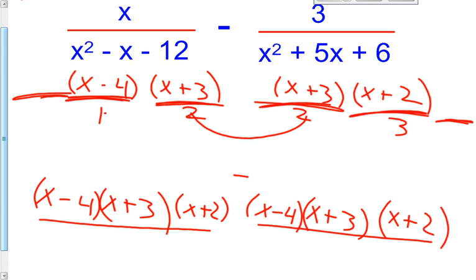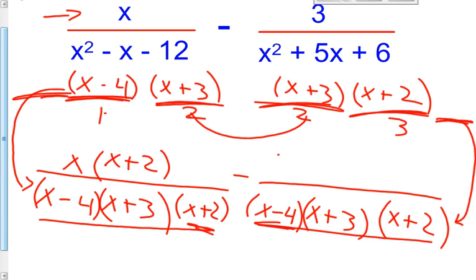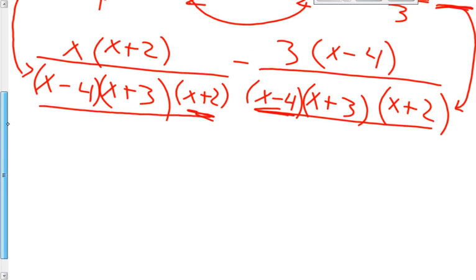So what did you have to multiply this by to get to here? The factor it didn't have was this x plus 2 factor. So you have to multiply this one by x plus 2. It's going to be x times the quantity, x plus 2. What did you have to multiply this denominator by to get down to here? Well, the one it didn't have was the x minus 4 term. So you have to multiply your negative 3 times the quantity, x minus 4. Once you do that, you can then combine like terms and then see if anything else reduces.